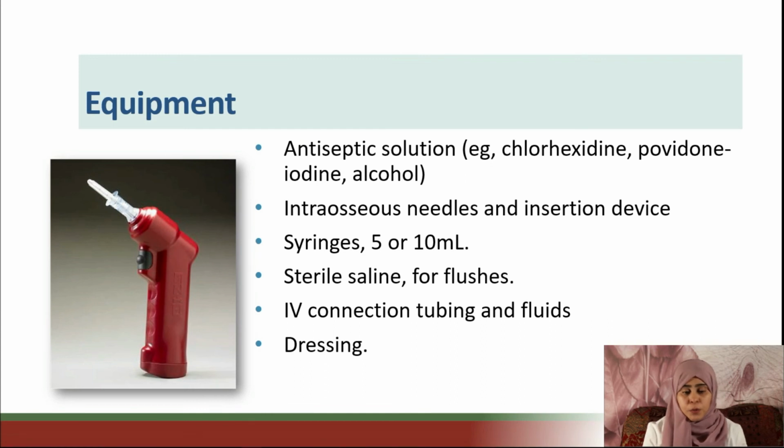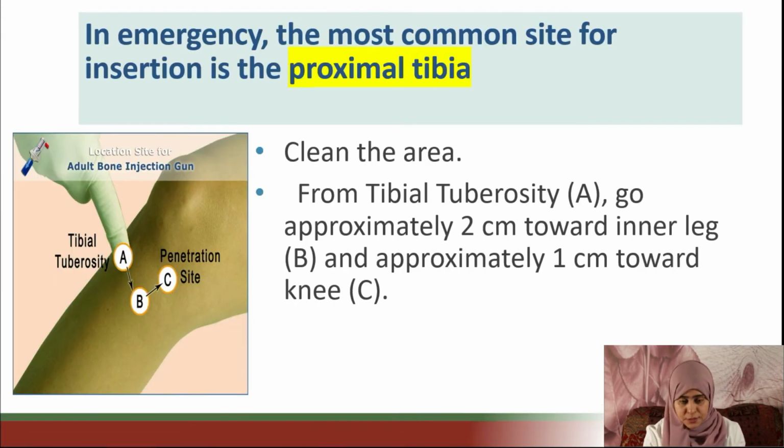For the equipment we will need antiseptic solution like alcohol, chlorhexidine, or povidone, and an intraosseous needle or insertion device or drill, syringes of 5 or 10 ml, sterile saline for flushes, IV connection tubing, and dressing. Insertion: as we said before, in emergency cases the most common site for insertion is the proximal tibia.